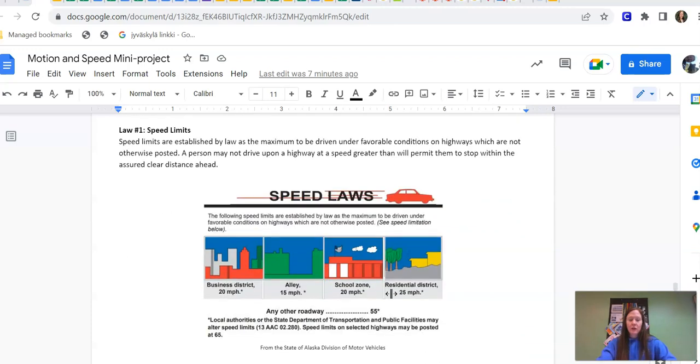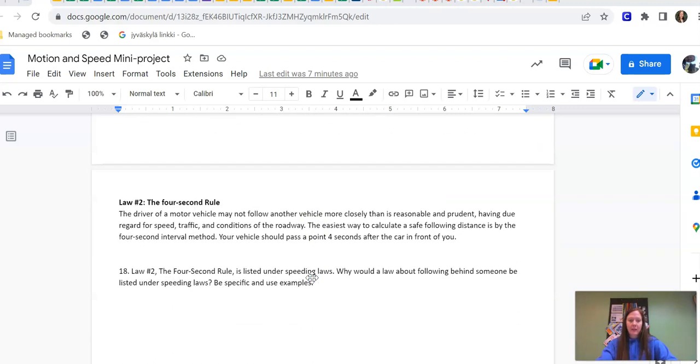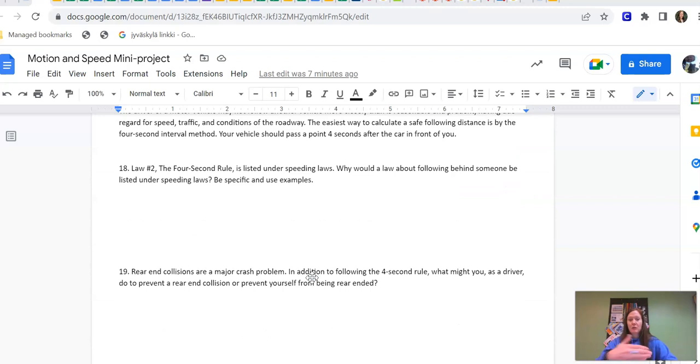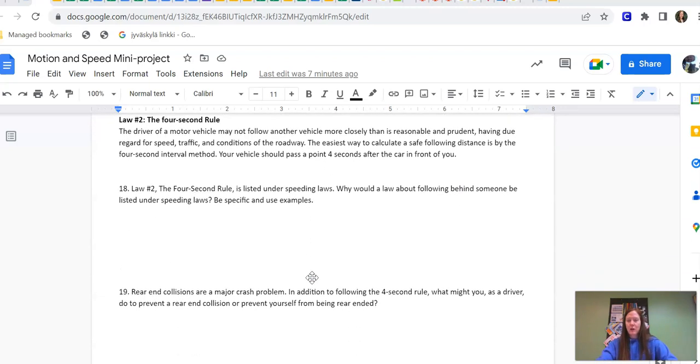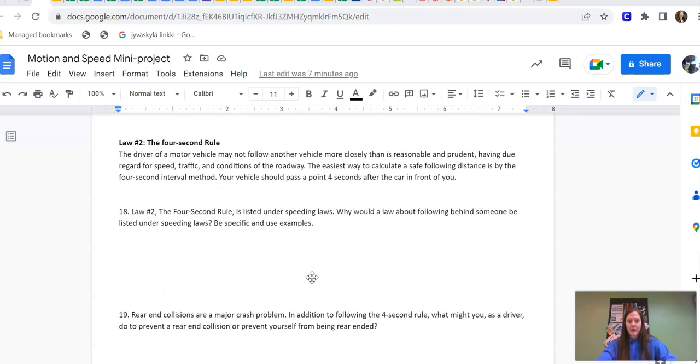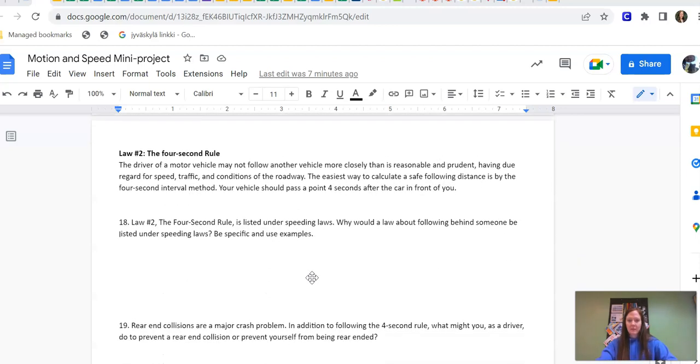And then you have two sections that have to do with the laws of driving in the state of Alaska. One law is about the speed limit, and the other law is about how close you're supposed to follow behind someone. So really good information for you guys who are going to be getting your permits sometime soon.